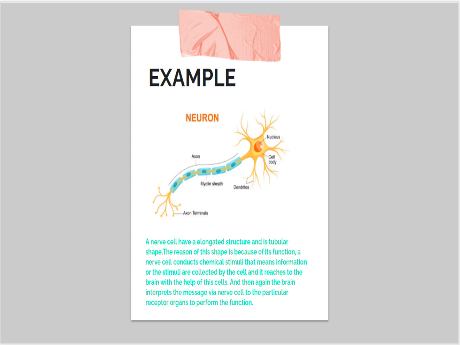It is tubular in shape and it elongates up to many meters. Diagrammatically, it is elongated in shape. The reason for such a structure is its function. A nerve cell conducts chemical stimuli, that means the information or the stimuli are collected by the nerve cell and it reaches the brain with the help of these cells.